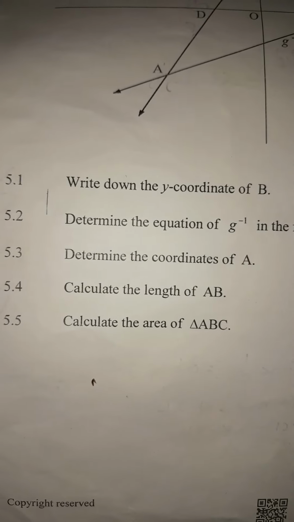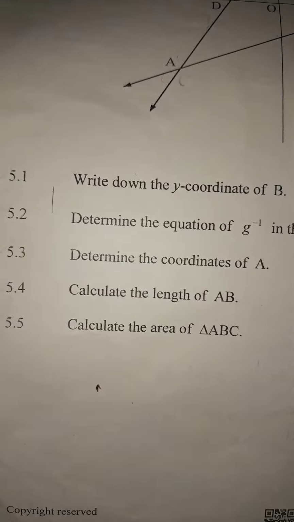So guys, let's go to 5.4. At 5.4, we are required to calculate the length of AB. How many marks is that? That's 2 marks. Since they want the length, this is what you should do when they want a length.